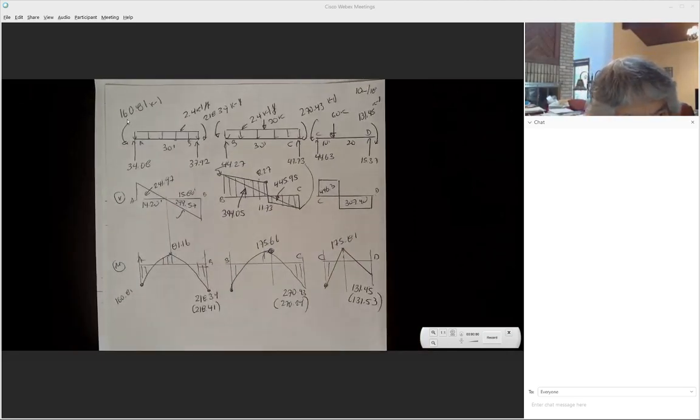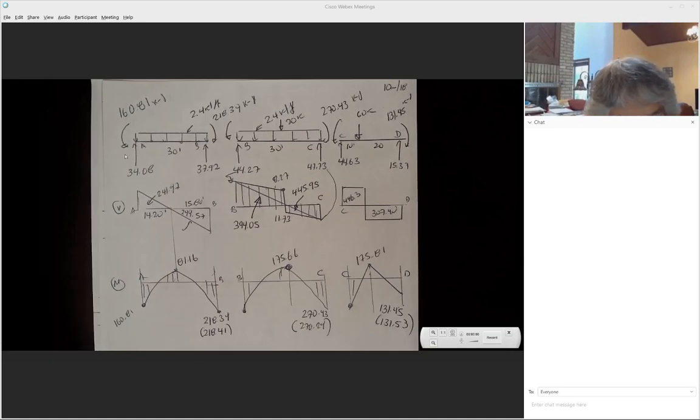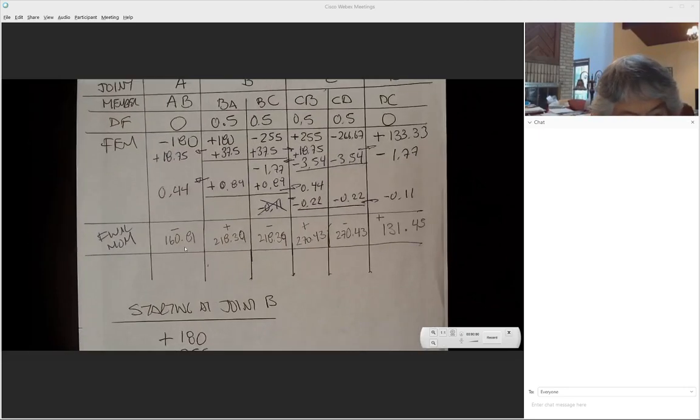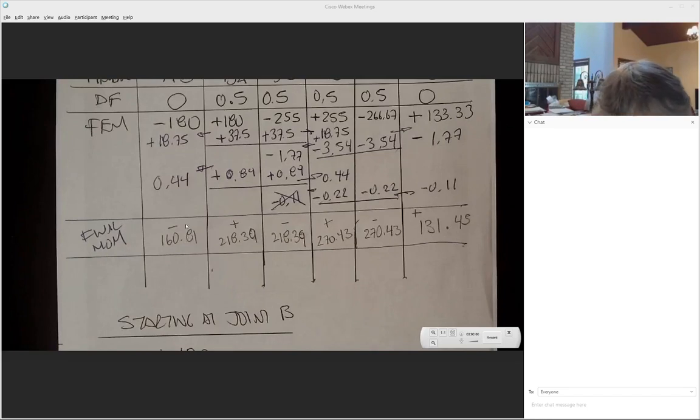The 160.81 is counterclockwise, and 218.39 is clockwise. The reason is this is negative, which means counterclockwise. We don't use the sign; we only use the direction. So minus is counterclockwise, plus is clockwise.